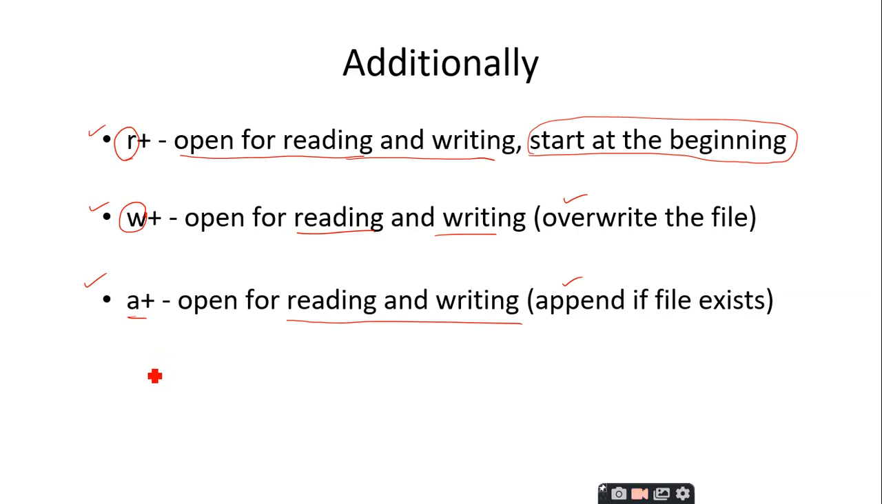And other than this, we have already discussed that we have RB, WB, AB, and RB plus, WB plus and AB plus to deal with the binary files. Since we are not going to deal with the binary files, we are just skipping these. Remaining content remains as it is. So what topics we have discussed with regard to R plus, W plus and A plus, everything remains the same, except we are dealing with the binary file, whereas R plus, W plus and A plus are going to deal with textual files.